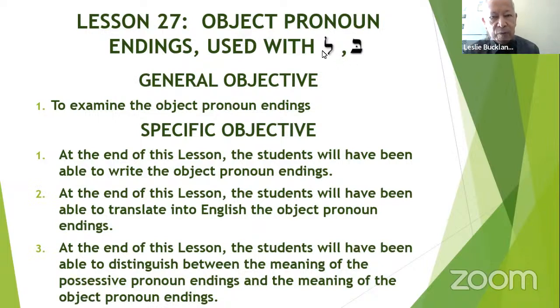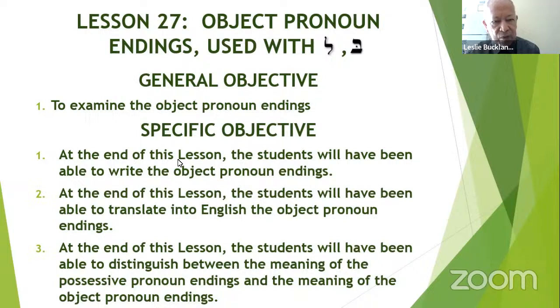In this lesson, we focused on certain meanings. So in lamed, we focused on the meaning to, and in bet, we focused on the meaning in. So I will be sticking to those two. To for lamed and in for bet. The general objective for lesson 27 is to examine the object pronoun endings. And these are specific objectives.